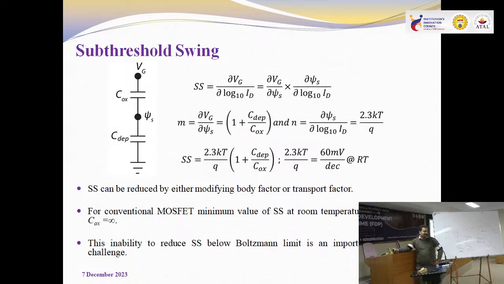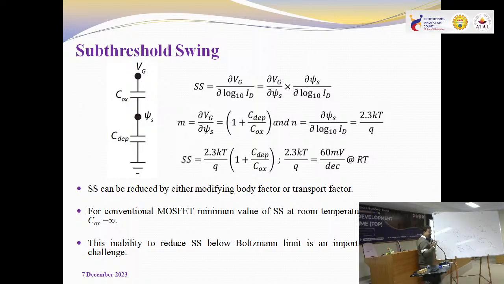Subthreshold swing, SS, is the inverse of the subthreshold slope. There are two confusing terms, subthreshold slope and subthreshold swing. Slope is m equals y by x. Now I have log ID over here and VG over here, and my characteristic is something like this.